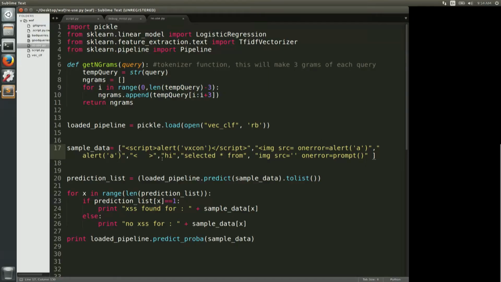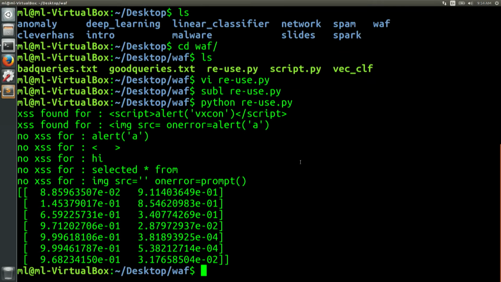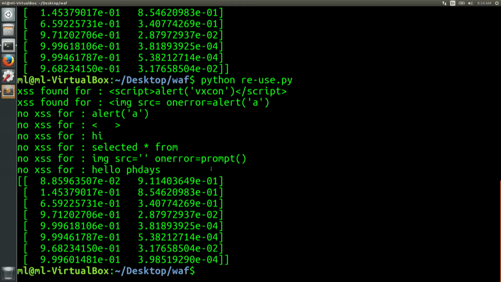So, what I urge you to do is edit whatever is in that list in reuse.py, put in your own XSS vectors, and see if the algorithm predicts if it is an XSS or not. So he will demonstrate one right now. Just open reuse.py, add one more item in the sample data, save, and run it again. It says there is no XSS for hello PH days because it's not an XSS vector.